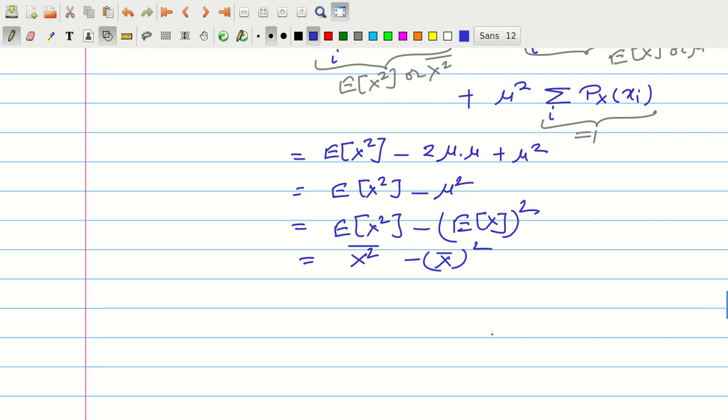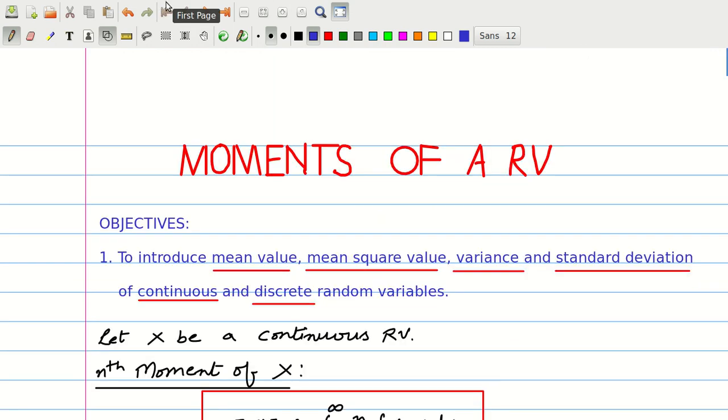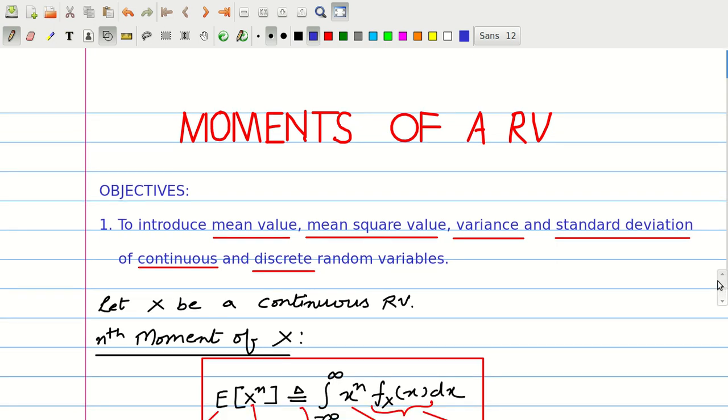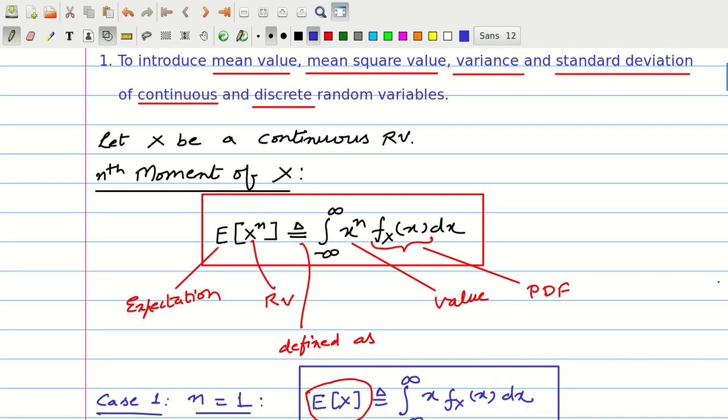So in this module we looked at the moments of a random variable. Specifically, we concentrated on the mean value, the mean square value, and the variance, and also the standard deviation, which is the square root of the variance and which denotes the spread of the random variable around the mean value.